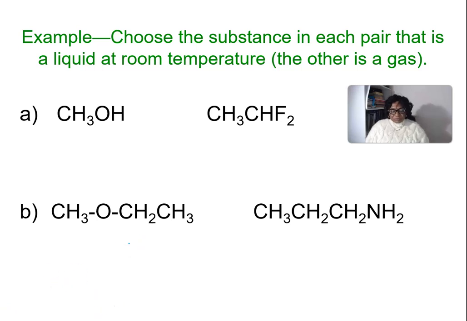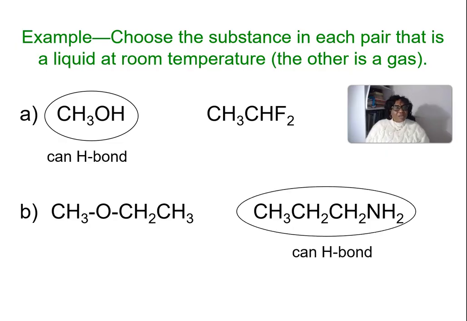So let's continue. This can have hydrogen bonding, and this can have hydrogen bonding. You can see it clearly when you draw the Lewis structure. Now let's look at ion-dipole attraction.